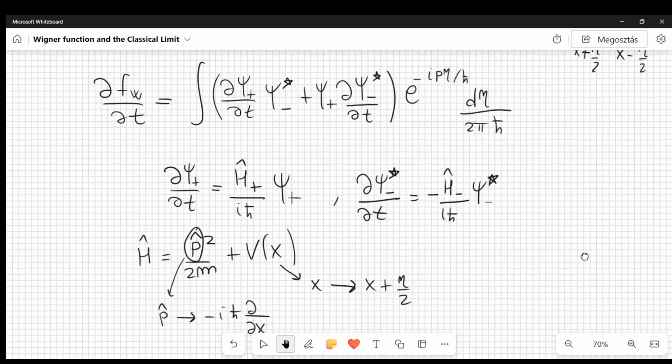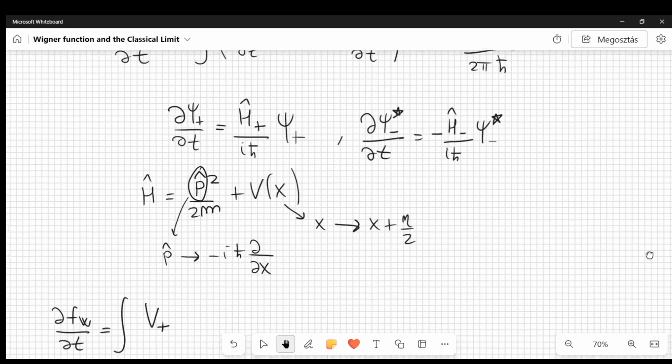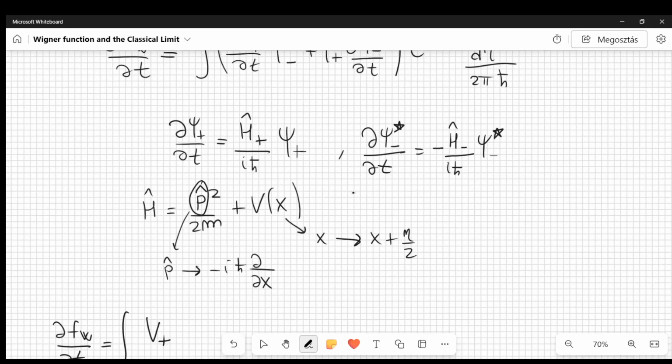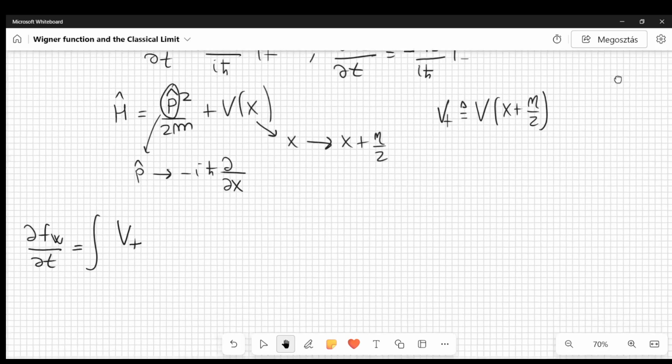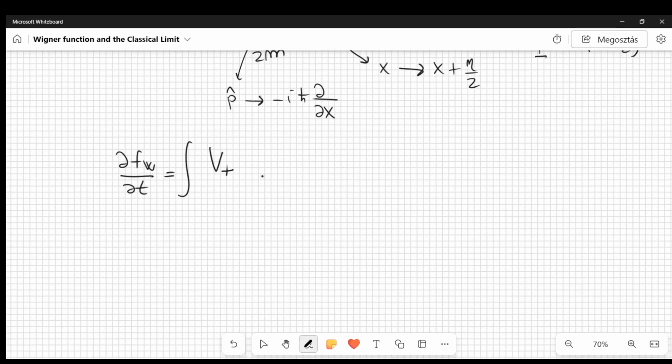So we can rewrite the derivative of the Wigner function with respect to time as an integral of V plus, so I'm going to write V plus instead of V of x, so V plus is by definition V of x plus eta over 2. And similarly, V minus will have a minus here. So we can write V plus minus V minus divided by i h bar. And here we have the density function.